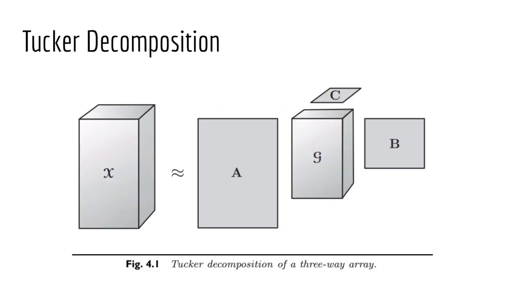Here we have a visualization of the decomposition of a three-dimensional tensor into three unitary matrices and a three-dimensional core tensor. This method has proven to be faster and achieves less reconstruction loss compared to CP decomposition.